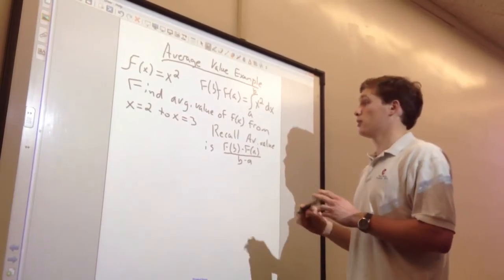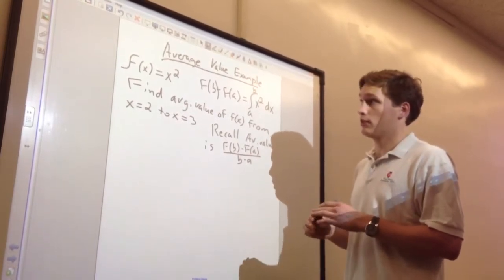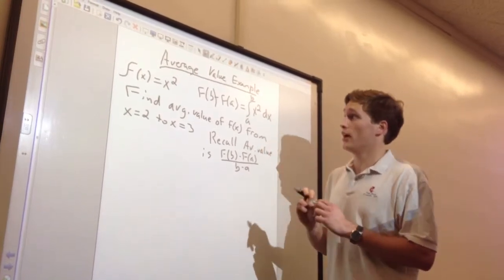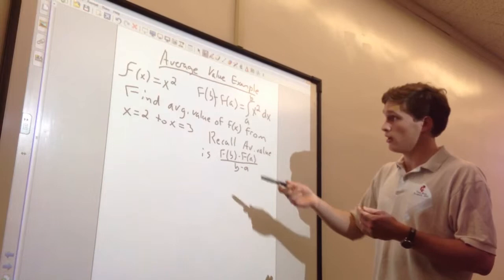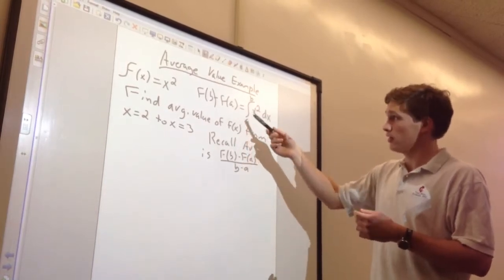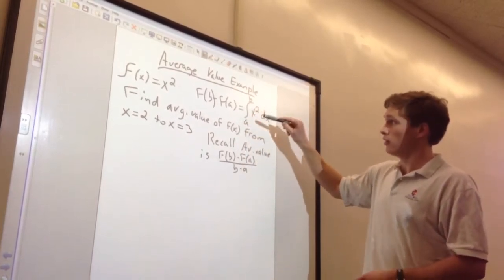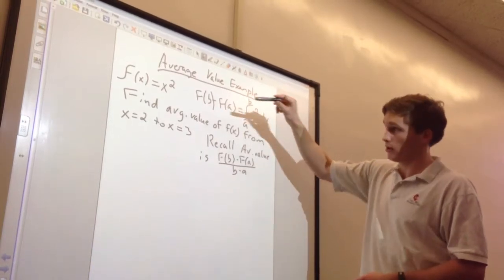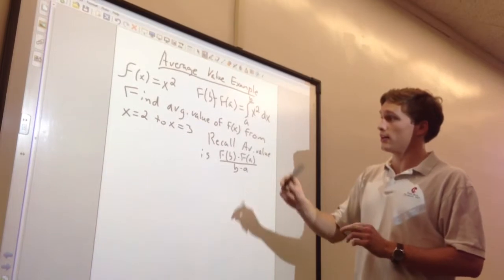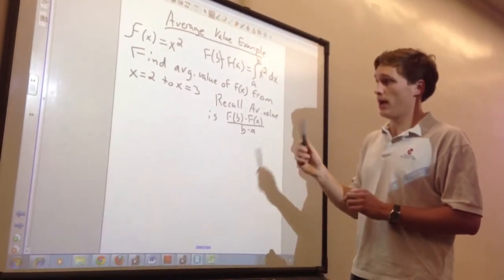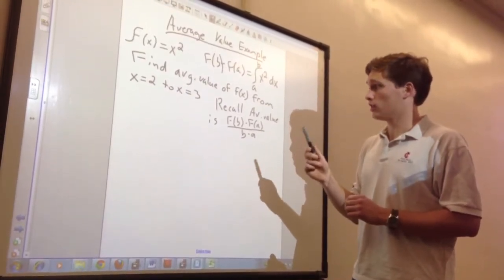The function that we will be integrating and finding the average value of is little f of x equal to x squared. And if you remember the fundamental theorem of calculus, big F of b minus big F of a equals the integral from a to b of x squared, which is the little f of x, dx. Now, what I'm going to be doing here is finding the average value of f of x from x equals 2 to x equals 3.